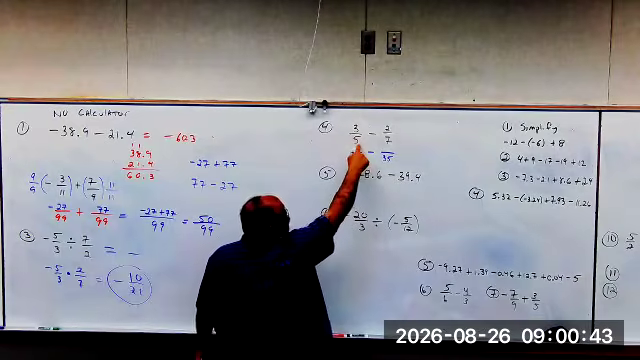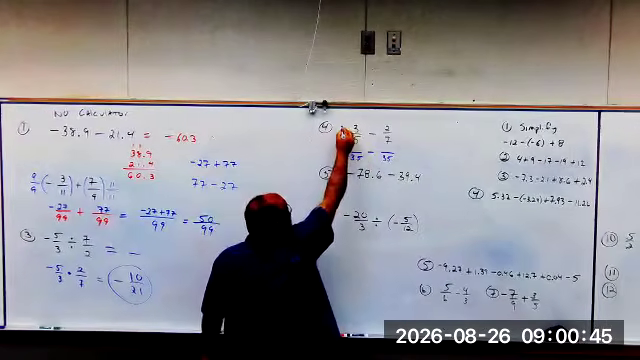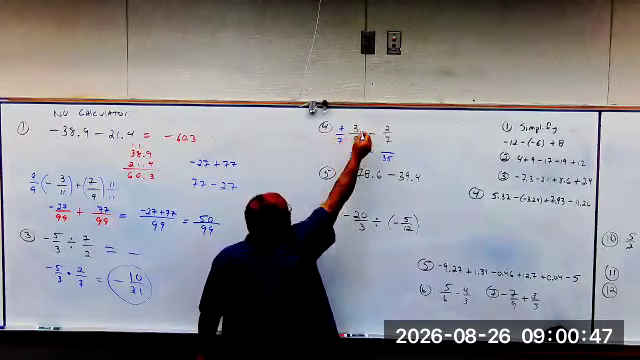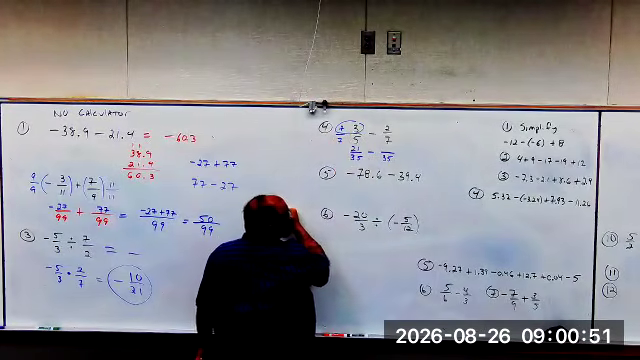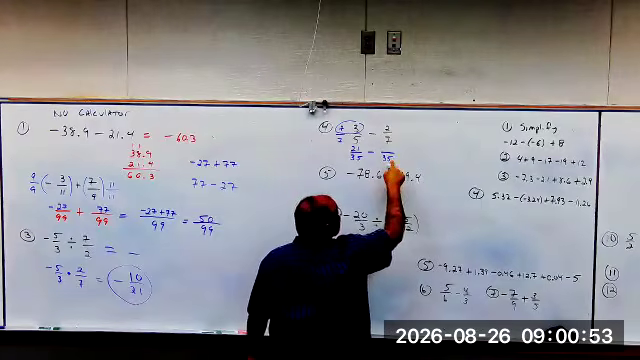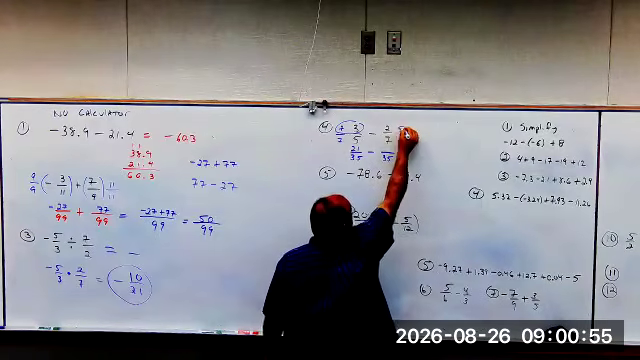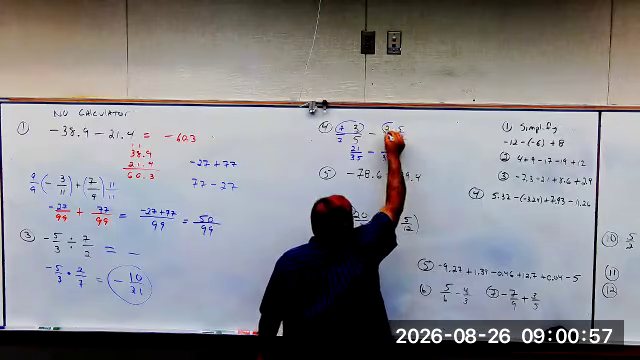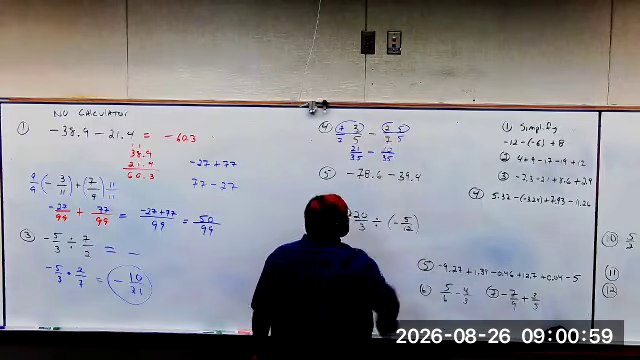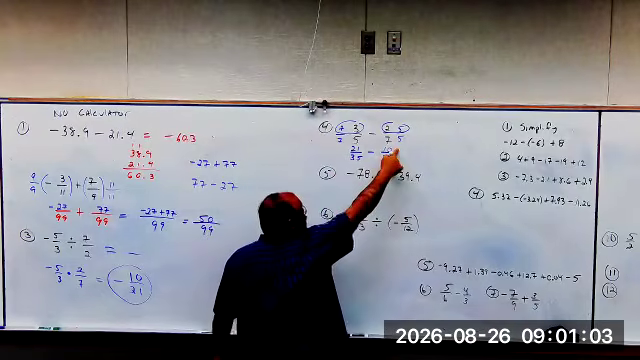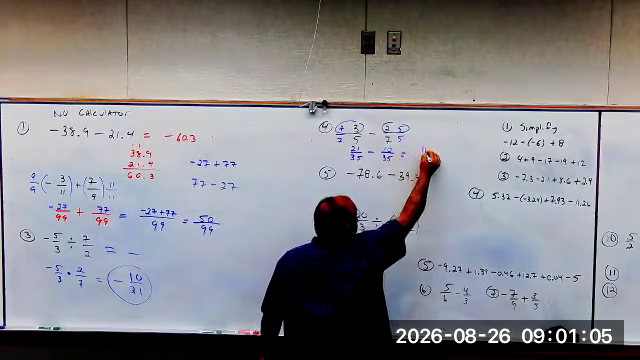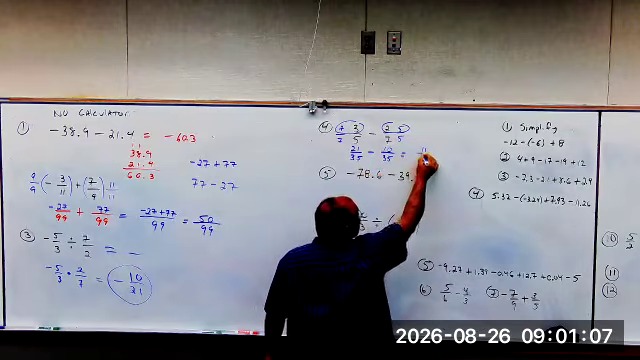To change this into a 35, we have to multiply by 7 over 7. 7 times 3 gives us 21. To change this into a 35, we have to multiply by 5 over 5. 2 times 5 gives us 10. And now it's just 21 minus 10 over 35.